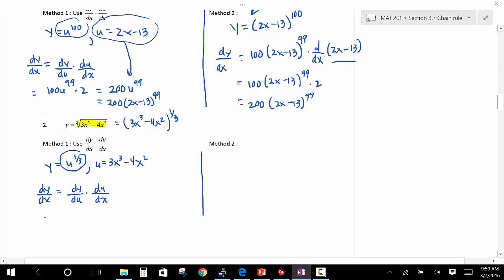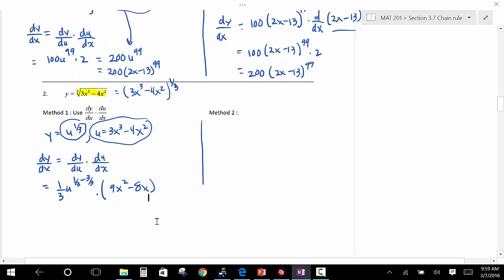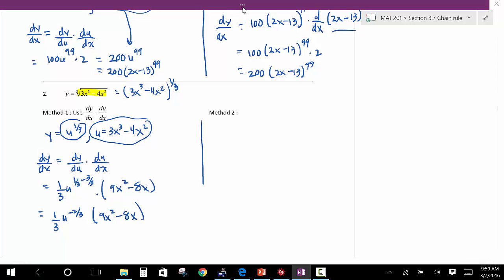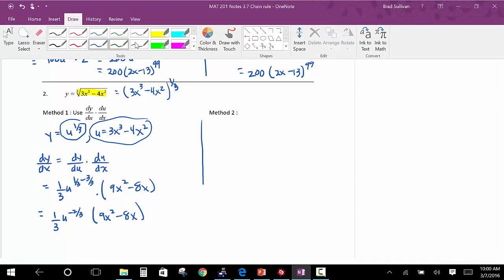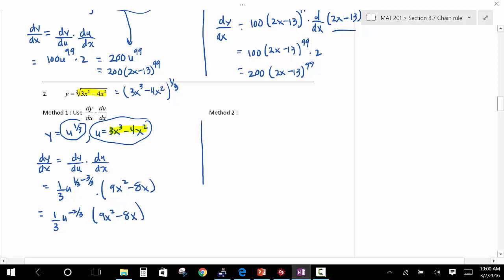So if you do the derivative of u to the 1/3, it would be 1/3 u to the 1/3 minus 1. Then if you do the derivative of u with respect to x, that's going to be 9x to the second minus 8x like that. Okay, and then this is going to give 1/3 u to the negative 2/3 times 9x squared minus 8x. And then what's the last thing I do? Plug in, replace the u with what it's equal to. And I'm not going to simplify it. You can leave the exponent as negative on this one if you want to. So we're going to then have an answer to the problem.